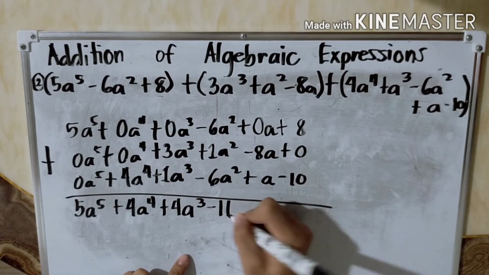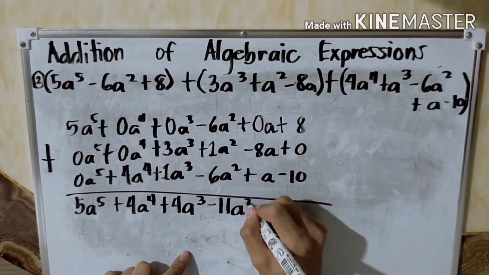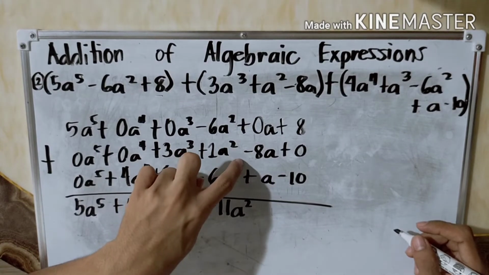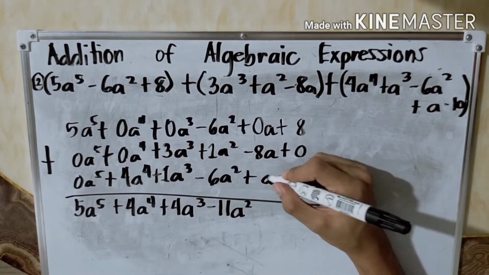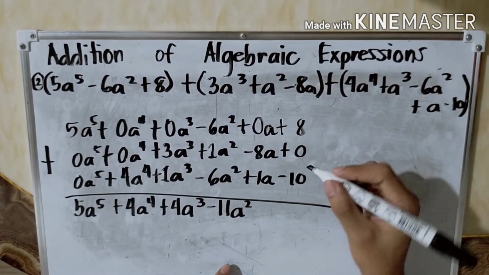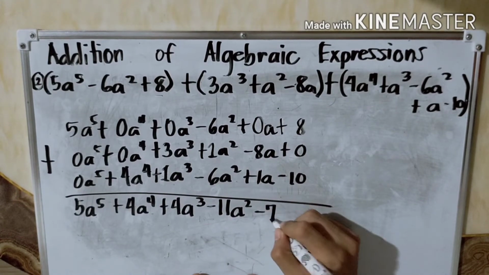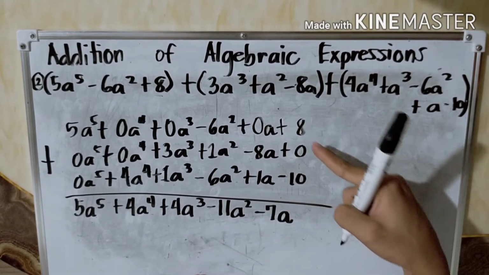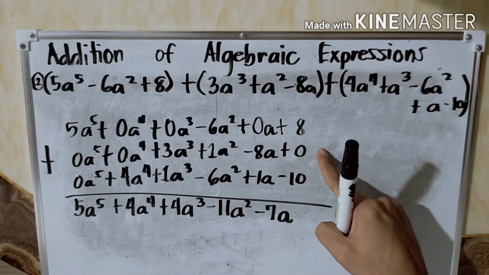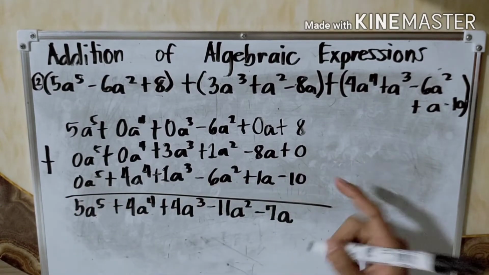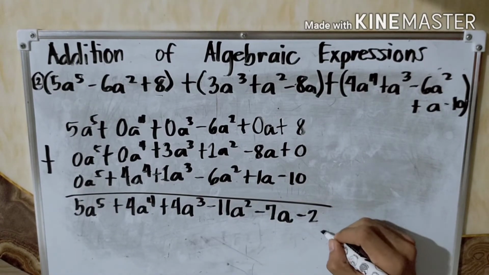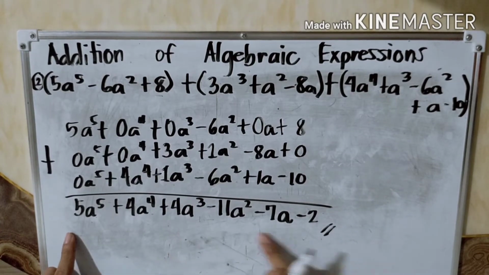Okay, so that is negative 11. Just copy a squared. 0 plus negative 8, negative 8. Plus positive 1, that is negative 7. Copy 8. 8 plus 0 is 8. Plus negative 10, that is negative 2. Therefore, that is your final answer.